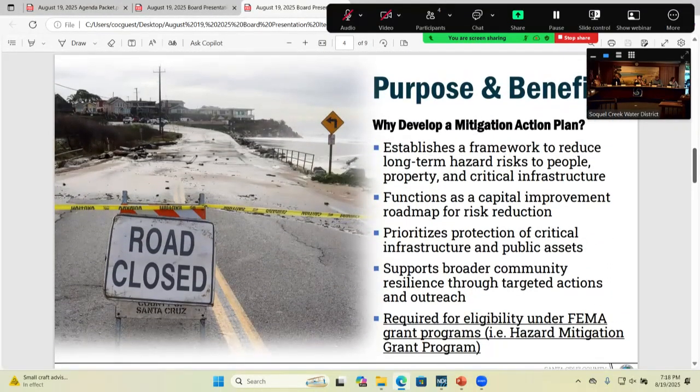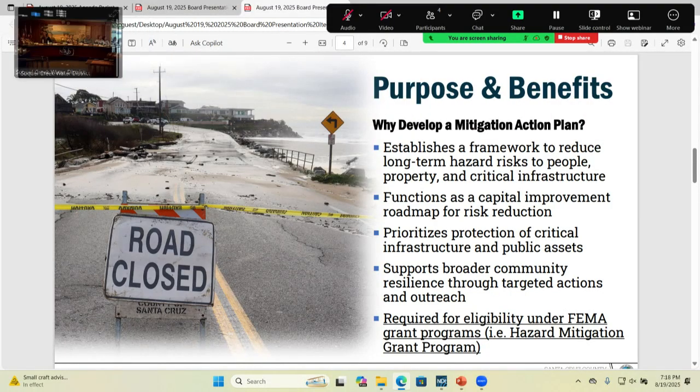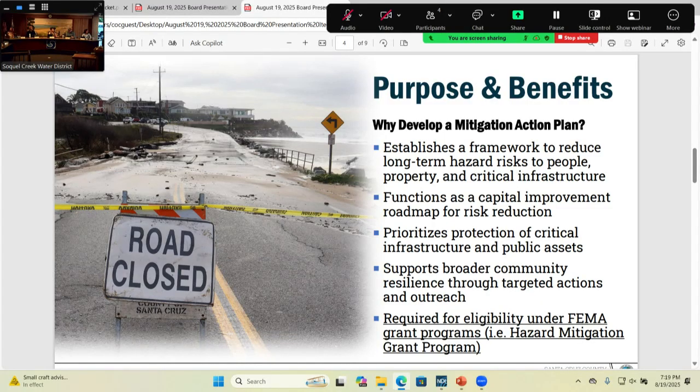So what are the purpose and benefits of this plan? Why is the district staff participating in this plan? Obviously, it helps reduce long-term hazards and risks to our infrastructure and ultimately benefits our ratepayers. It helps provide a roadmap to critical capital improvements to reduce risk. It's a collaborative process that helps support a broader and more connected community resilience throughout the county. That's really the goal of bringing all these different public agencies together to create this plan, so we can identify ways that we can work together interagency. And I think the last bullet point is probably the most important one: having a hazard mitigation plan such as this is a prerequisite for being eligible for potential FEMA funding should a natural disaster occur. Next slide.